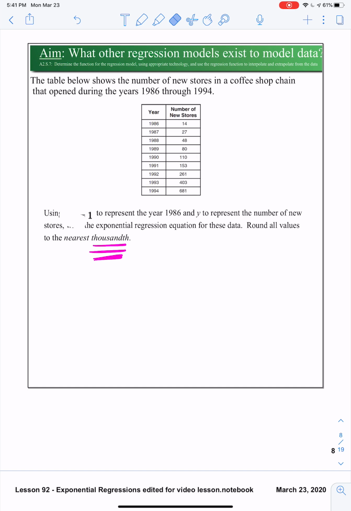So it's telling you x equals 1 is equal to 1986. So what that means is this is going to be 1, 2, 3, 4, 5, 6, 7, 8, 9. So you're not actually putting in 1986. 1986 becomes year 1. Okay? So again, you're going to pause the video. This is going to be your L1. This is going to be your L2, and see if you can come up with the answer.